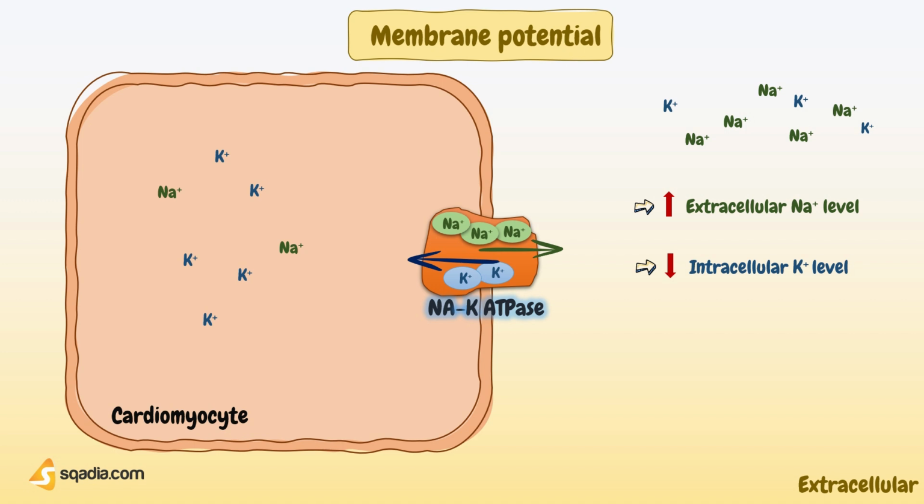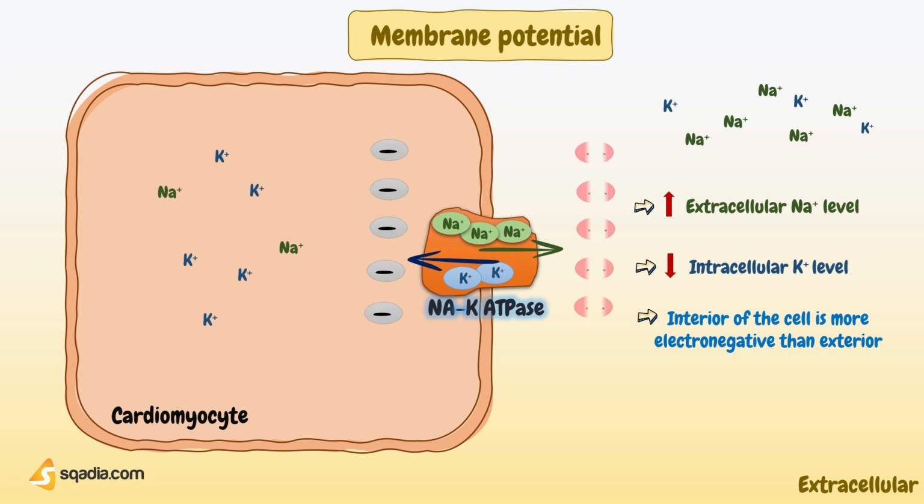And as more positive ions are moving outside than inside of the cell, it makes the interior of the cell more negatively charged as compared to the exterior of the cell. That ultimately generates a difference in ionic charge across the cell membrane, generating a transmembrane electrical potential called the membrane potential. This membrane potential varies for different cell types.